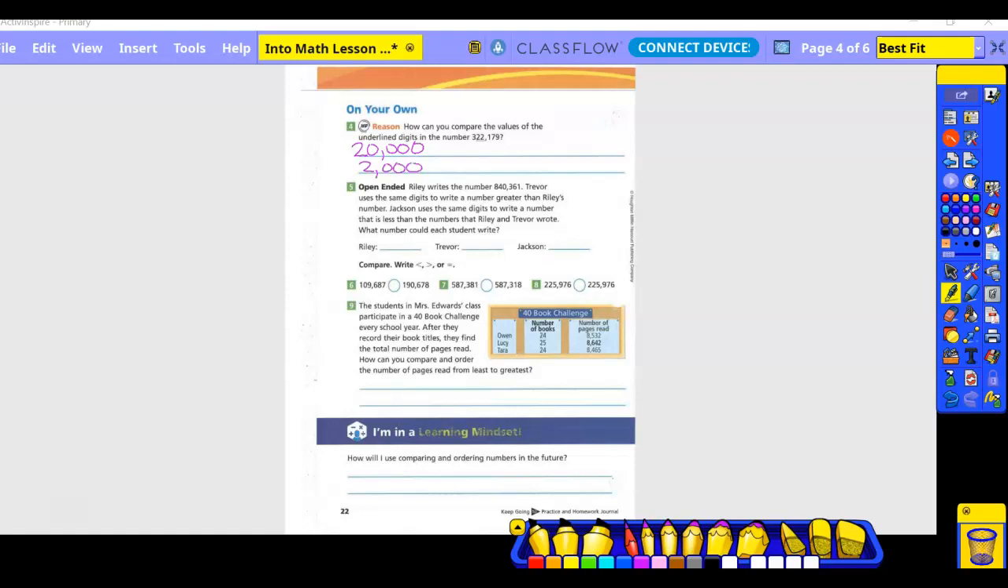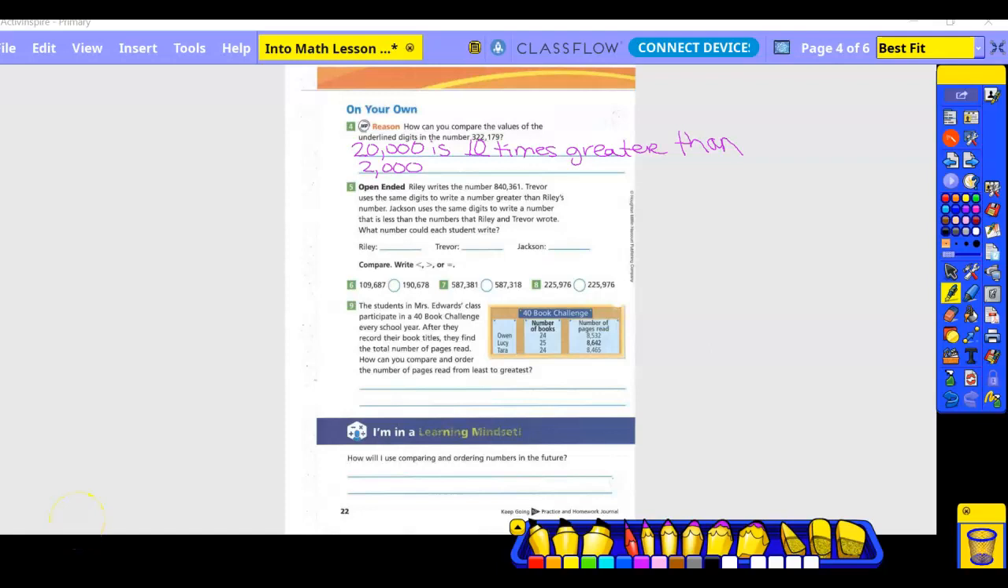So what have we talked about? 20,000 is how much greater? So 20,000 is blank times greater than. How many times greater than? 10 times, because there is one extra 0. And it's also one place value apart. Remember, what I write, you write.